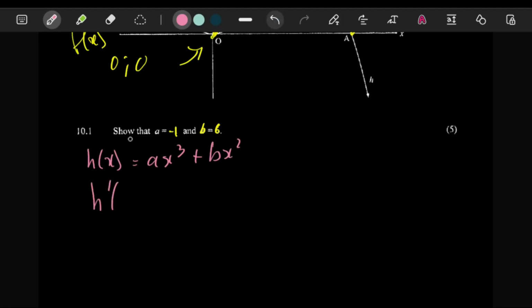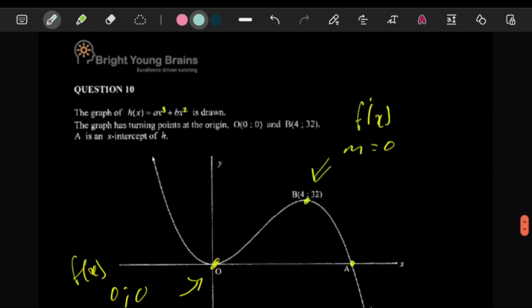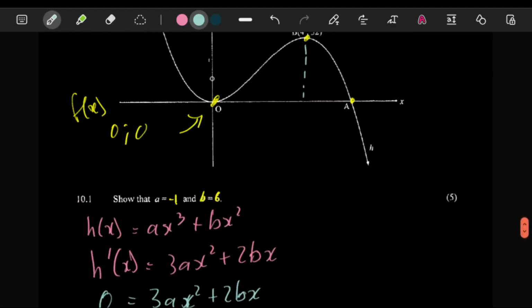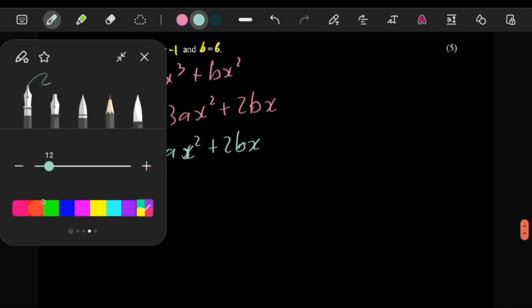Differentiating this here, you're gonna have 3ax squared plus 2bx. Let's equate it to 0, right? You're gonna have 0 equal to 3ax squared plus 2bx. There you go. Here you're gonna use both of the x values of your turning point, because here the x value is 0, here the x value is 4, you see. So you're gonna throw a 4 into the equation here, and a 0 as well.